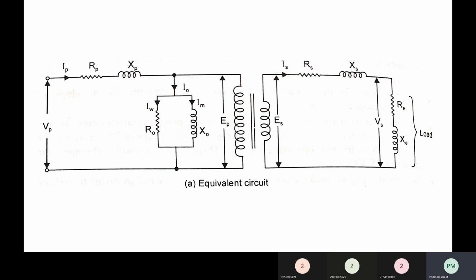Similarly, I0 flows through two parts: R0 and X0. R0 is the no load component resistance, and X0 is the no load component reactance. EP is the EMF induced in the primary winding, and on the secondary side, ES is the EMF induced in the secondary winding. IS is the secondary current flowing through the load. RS is the secondary winding resistance and XS is the secondary winding reactance. The load consists of resistance and reactance. VS is the voltage across the secondary winding or across the load.